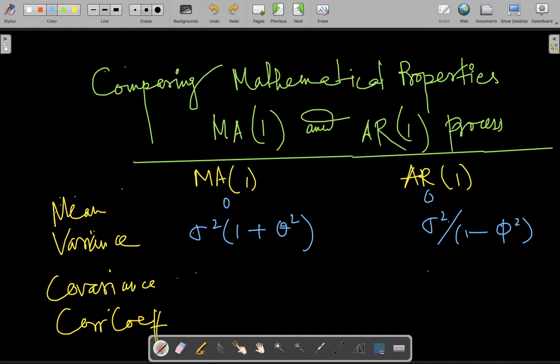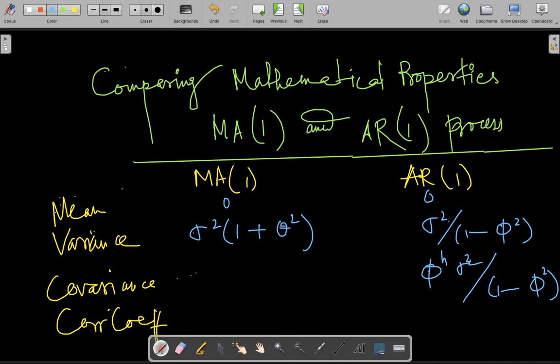Now, so far as the covariance is concerned, we have some differences because when we are dealing with the covariance for the AR1 process, we get something that is not constant, okay, because the covariance varies with the lag period, and the value of the covariance we represent, as we have derived, as phi to the power h sigma square by 1 minus phi square.